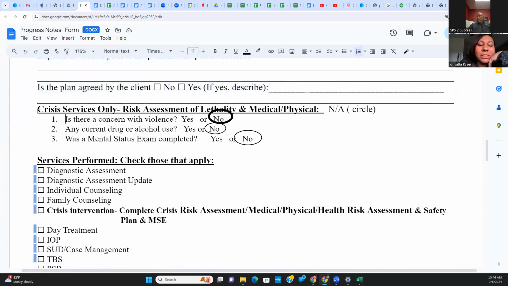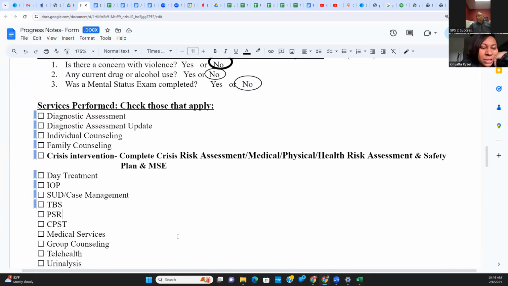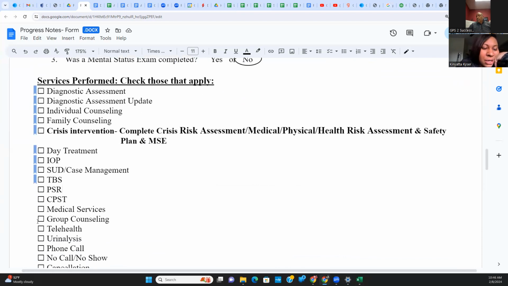And this is for crisis services only. If they're not in crisis, you don't have to answer those. So it will automatically be a no. Then you will pick the service performed. It will be day treatment, because a lot of times they want to pick group counseling, but it's day treatment. Got it.